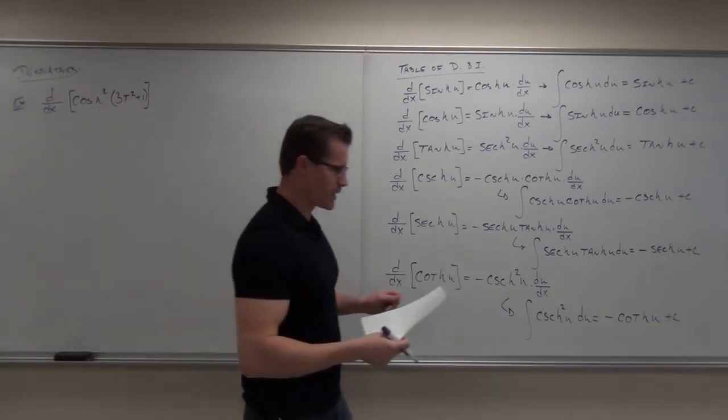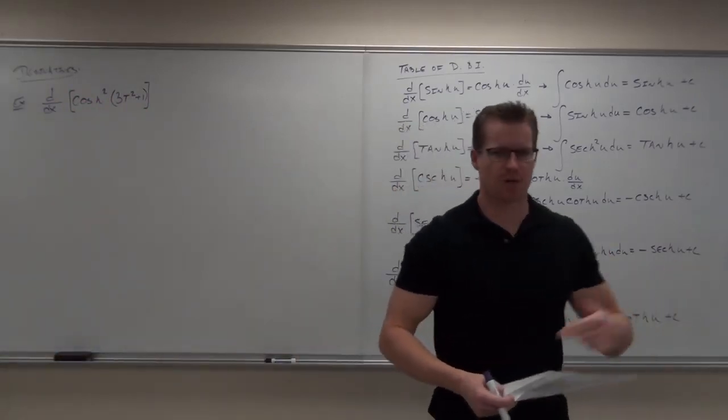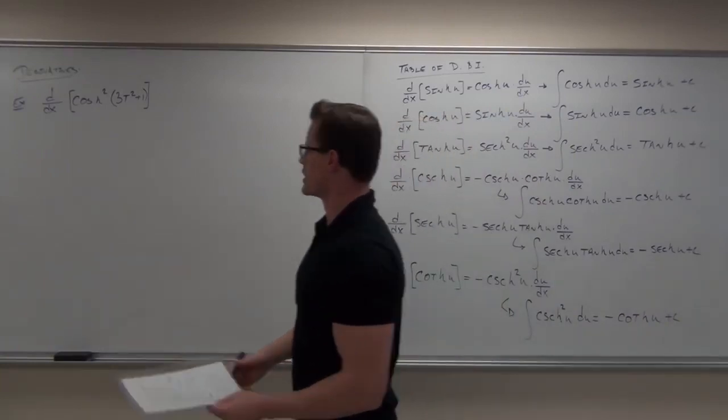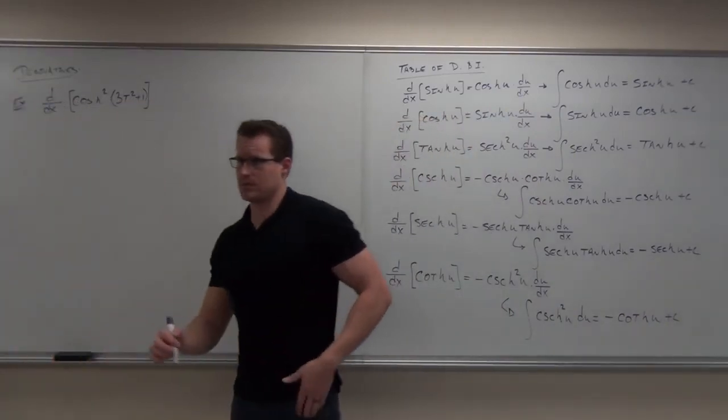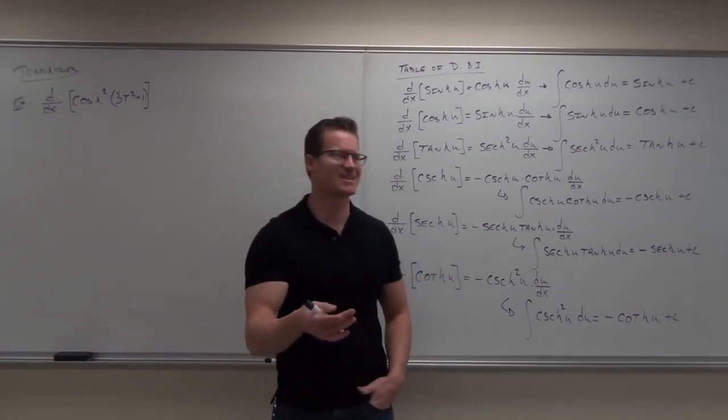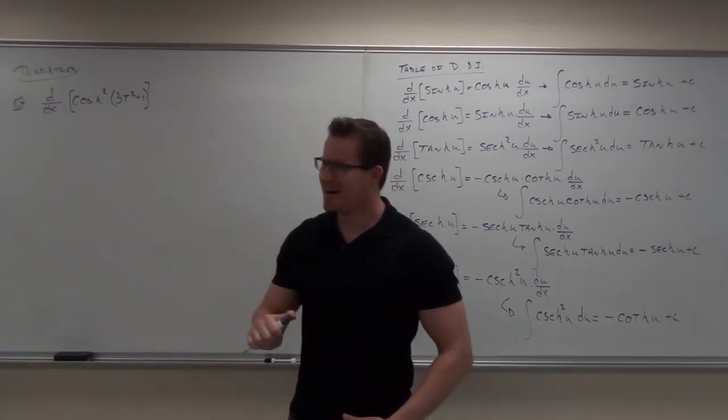Okay, so cosh squared of 3t squared plus 1 is the argument of our hyperbolic cosine function. Tell me some things that you see here.